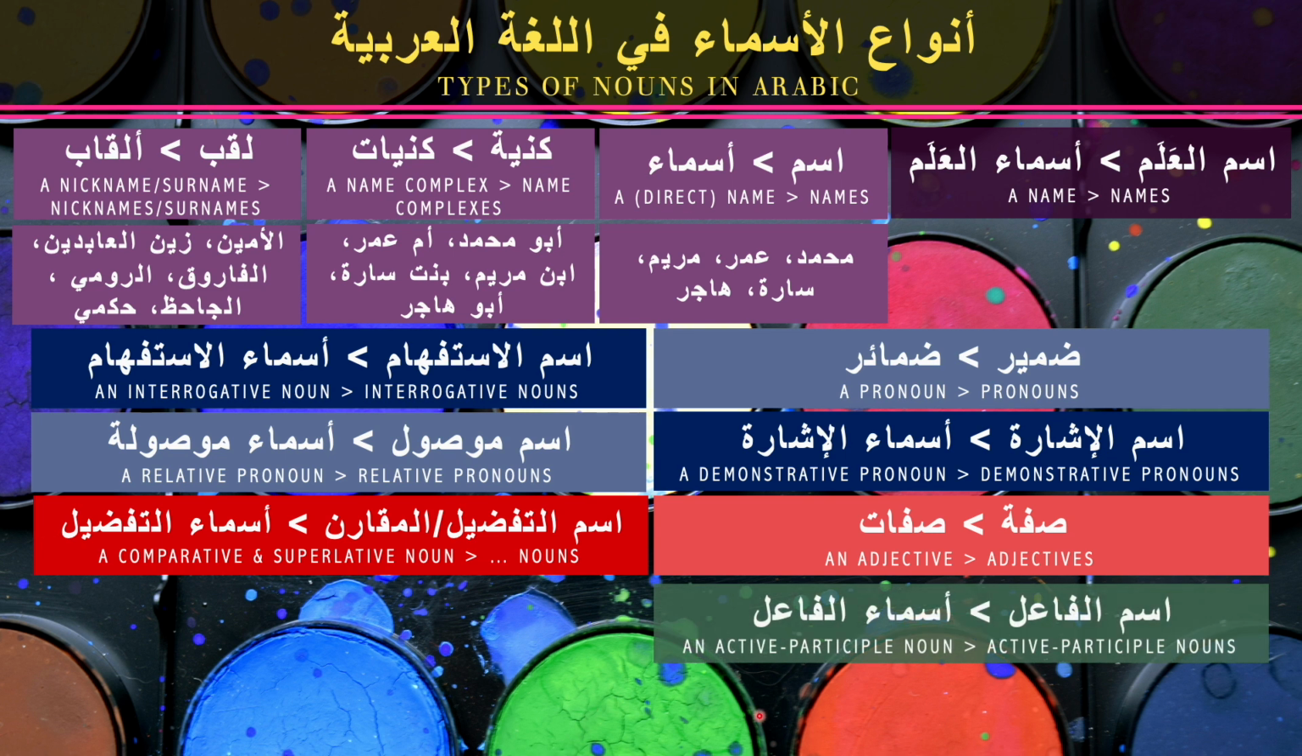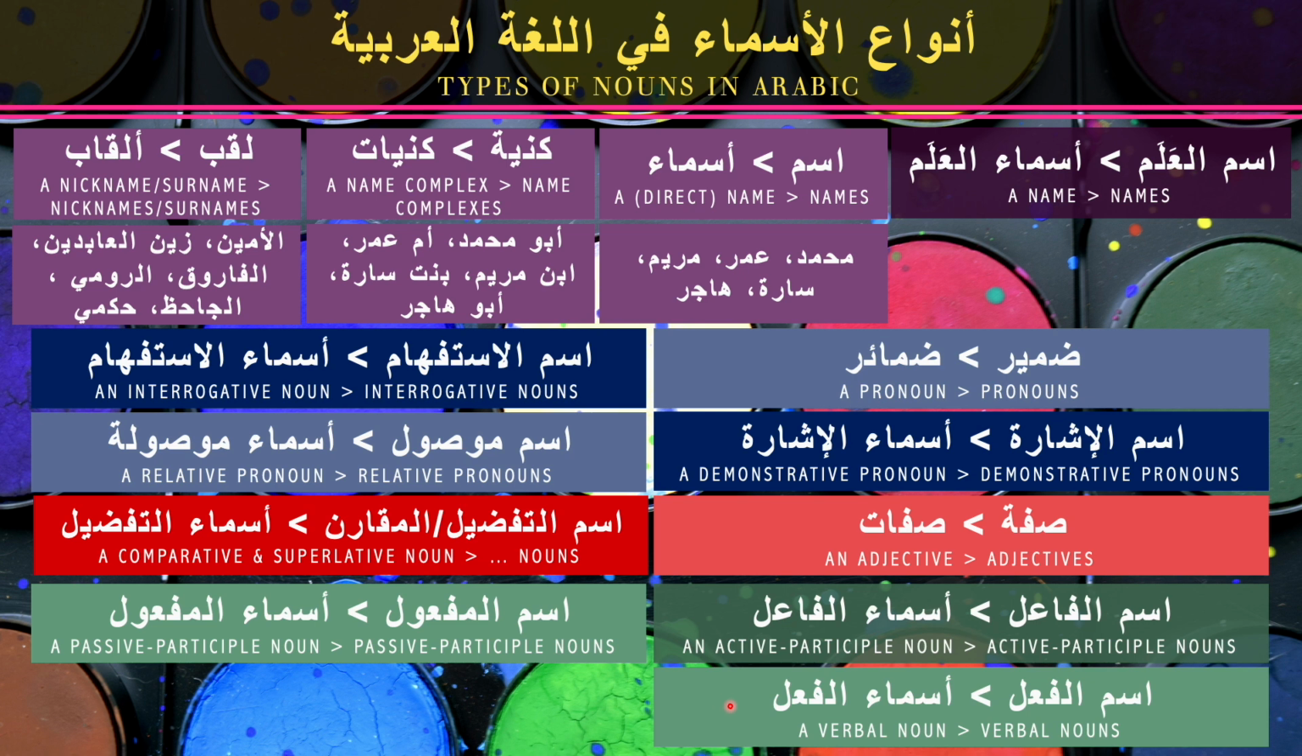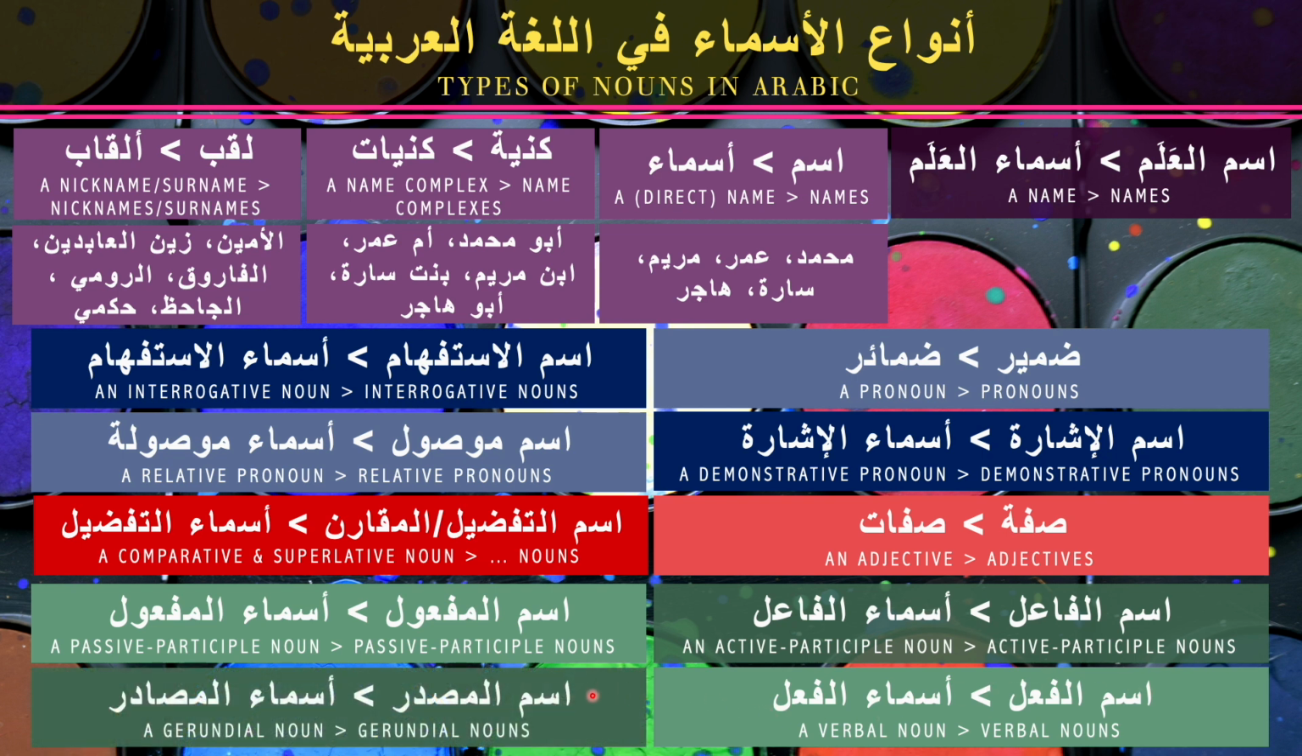Okay, then we have an active participle noun, اسم الفاعل, the plural, أسماء الفاعل. The passive participle noun, اسم المفعول, أسماء المفعول. And then we have a verbal noun. A verbal noun looks like a verb, but it functions as a noun. So, اسم الفعل, أسماء الفعل. And then we have اسم المصدر for a gerundal noun, أسماء المصادر for plural.